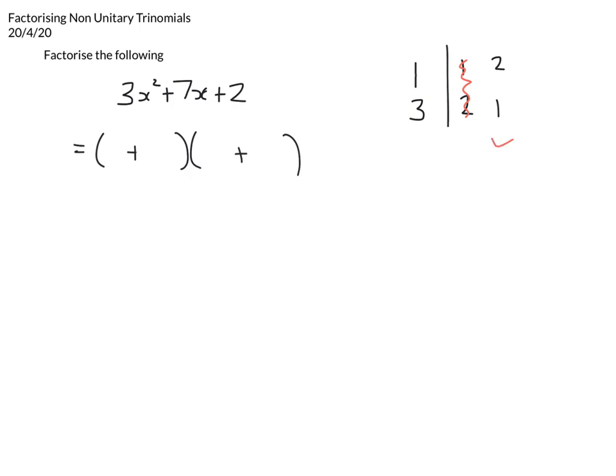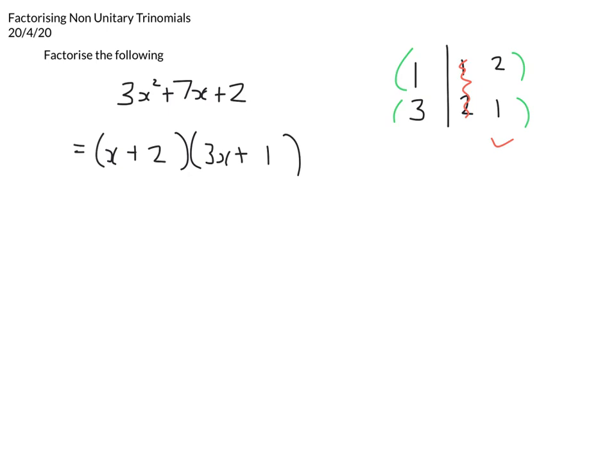So, we're going to read off our brackets. So here, this is a number that goes in front of the x. So we're going to have a 1x and a 3x. And it's important to remember that we read across the way. So we're going to have an x plus 2, 3x plus 1.